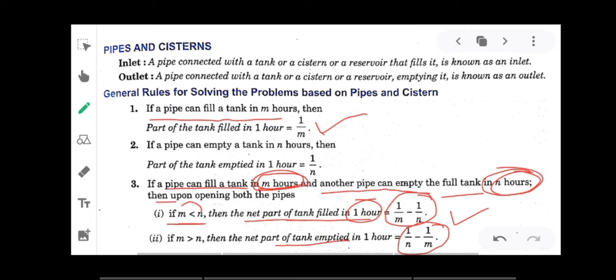So these are the two formulas you have to remember. If m is less than n, then the tank filled in 1 hour will be 1 by m minus 1 by n, and if m is greater than n, then the tank filled in 1 hour equals 1 upon n minus 1 by m.